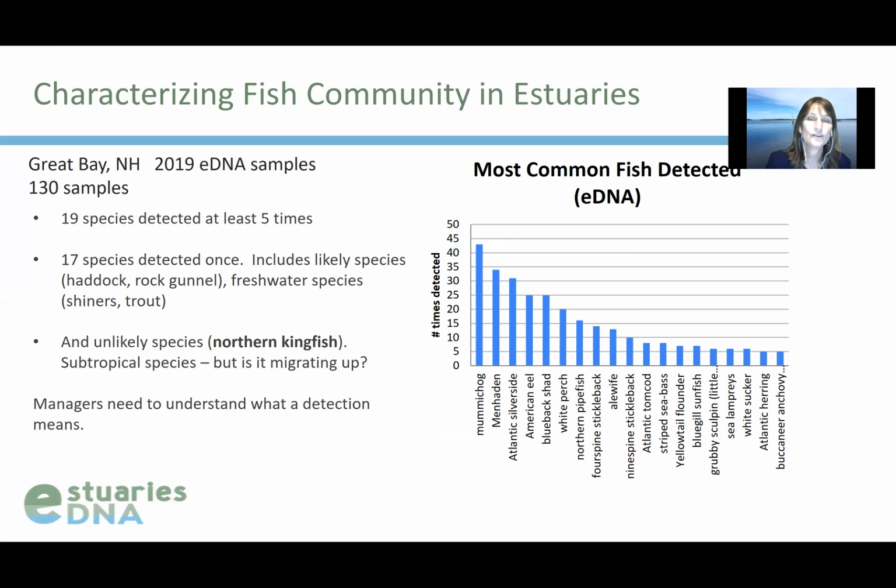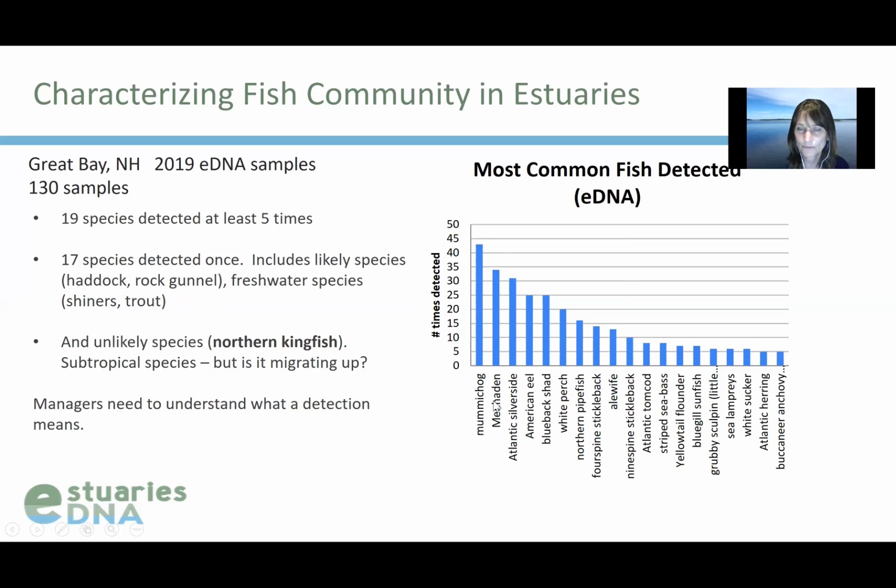So what are those species that we are seeing at the top of the curve? What are those things that we're detecting as we increase our sampling density? What we found, this is Great Bay, 2019 again. The most common species are detected multiple times. So there are about 19 species that we detected at least 5 times.